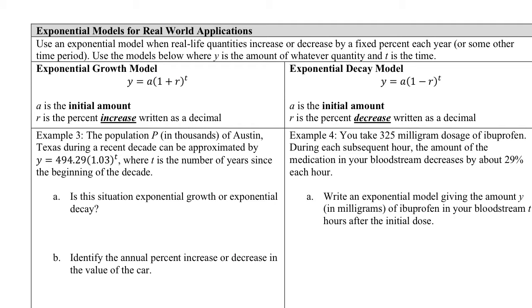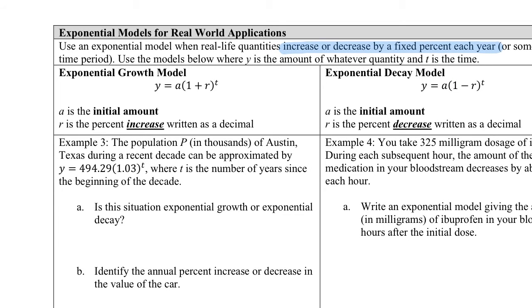Exponential models for real-world applications. So we use an exponential model when these real-world applications increase or decrease by a fixed percent each year or some other time period. So there's two models we use. We use an exponential growth model if we have a percent increase, which of course we write as a decimal. The equation for that is y equals a, which is the initial, times 1 plus r to the t, and r is your rate.